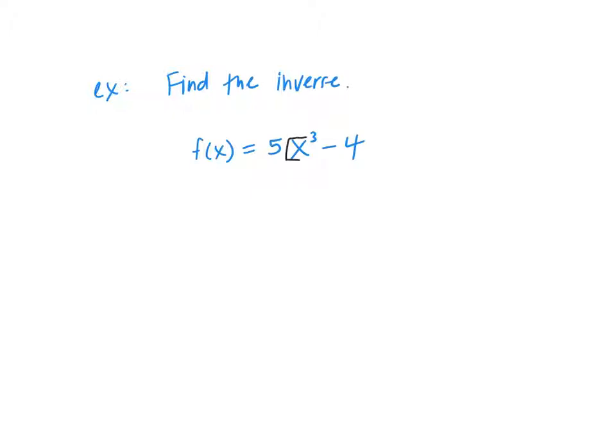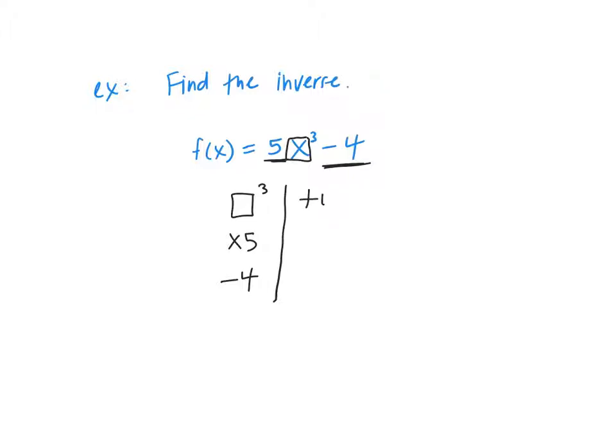You stand at the x and you ask yourself, what's being done to it first? You cubed it. Then you multiplied it by 5. And then you subtracted 4. So how do we undo that? We have to go in reverse order.